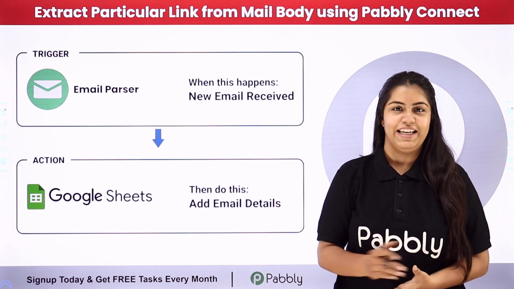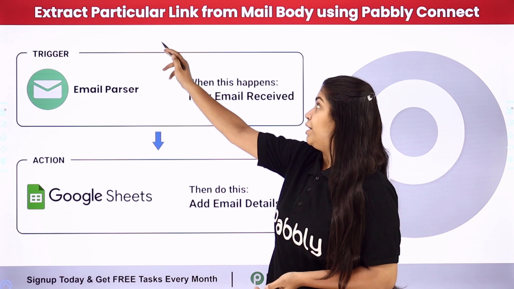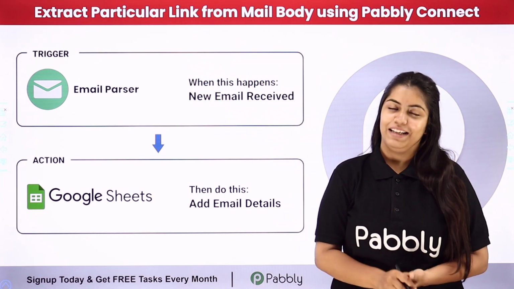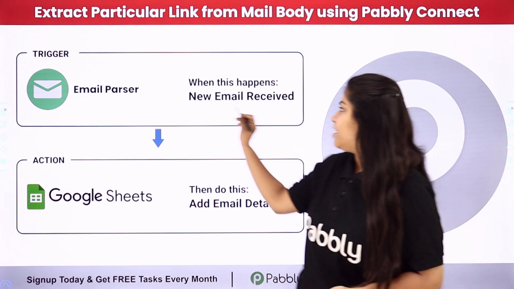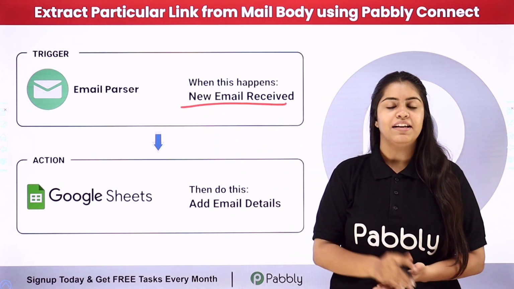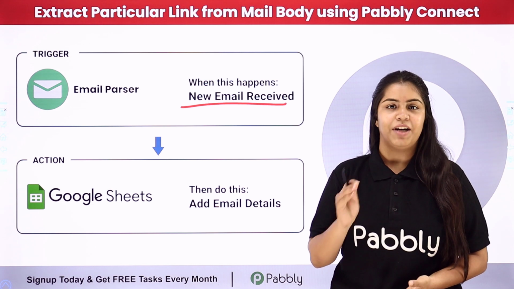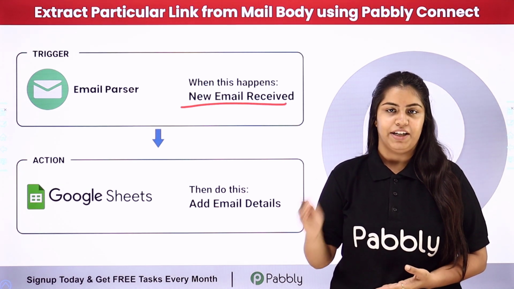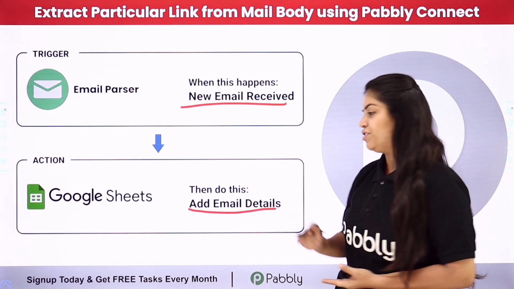The title of our today's video is how to extract particular link from mail body using Pabbly Connect. So I'm running a business and I wish that as soon as I receive a new email inquiring about a particular product with the product link, automatically the details of that email separated with the product link should be added to my Google Sheets too.